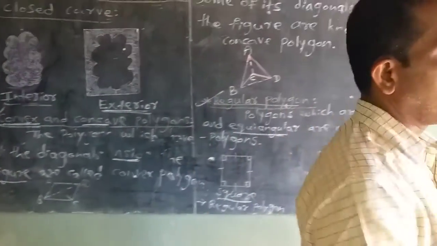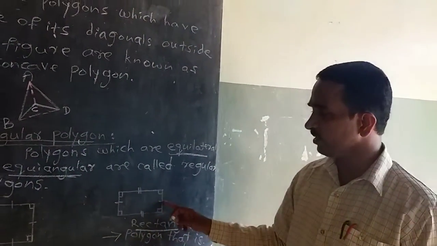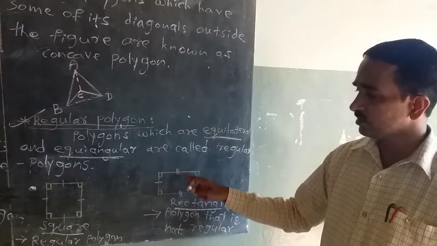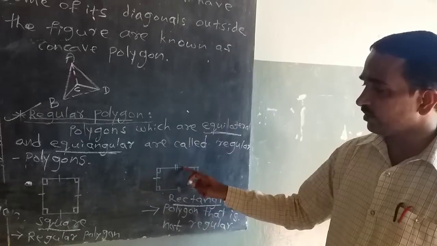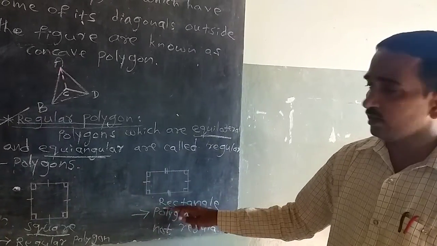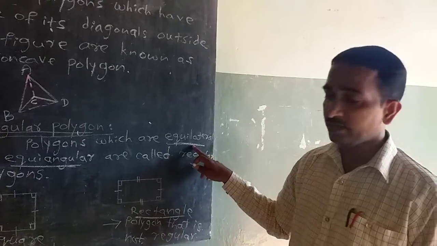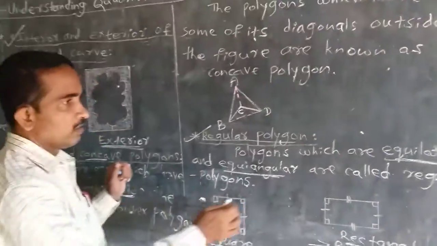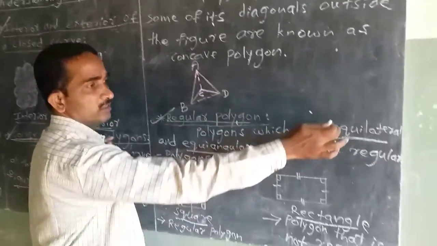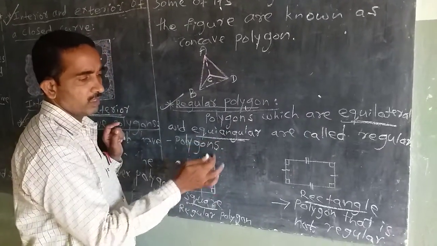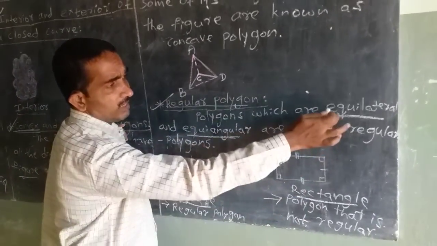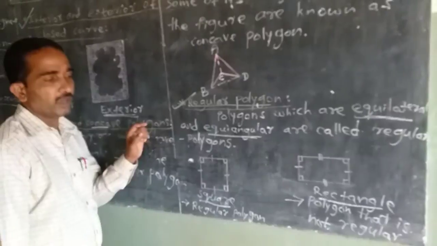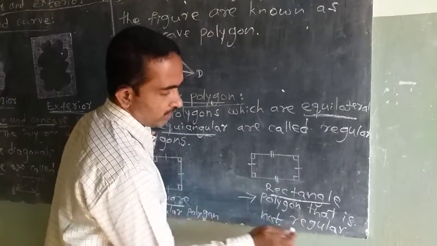But see in the rectangle, here a single marking indicates that these two sides are equal, but a double marking indicates that these two are equal. All the four sides are not equal, that's why they are not equilateral, but all the angles are equal. It means in a square it is equilateral and equiangular, all the sides and all the angles are equal, but in a rectangle all the sides are not equal, only all the angles are equal. That's why this polygon is not regular.